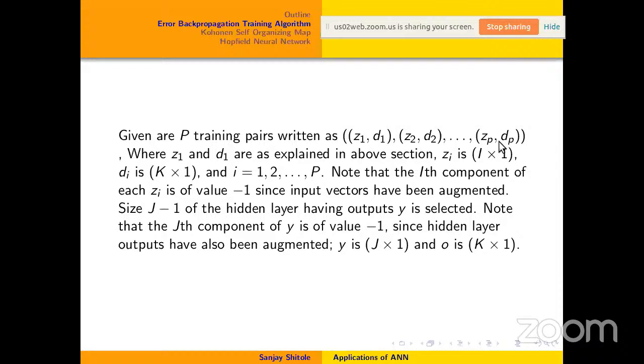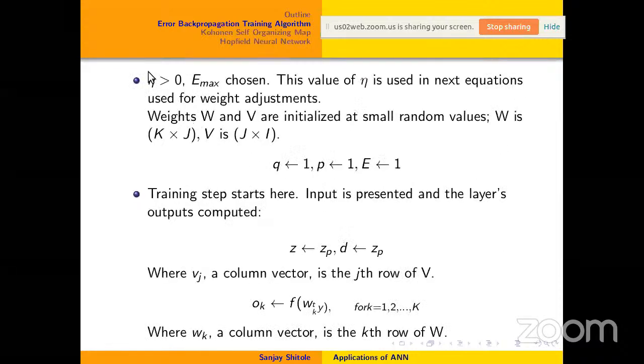Now, what is written? Eta is greater than 0. Next step: this algorithm we are discussing is the error backpropagation algorithm, and you can implement it. In the morning, we discussed perceptron learning and delta learning, similarly with some mathematical models. Here also you are observing some mathematical models. So eta is greater than 0; this is a learning constant. When you use the weight updation rule, this eta constant value is required.